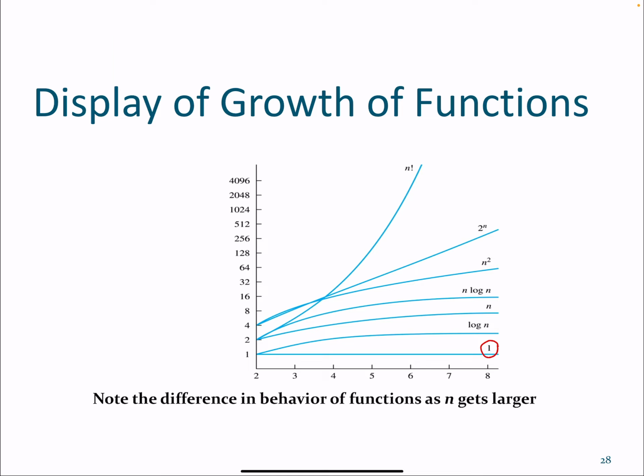The next one grows a little bit faster, the logarithmic function, log n. And then n, which is a linear function, grows faster than log n. The next one is n log n, which is faster than n. And then the next one is n squared. The next one is 2 to the n, which is exponential. And the fastest one is the factorial, which is very, very fast.